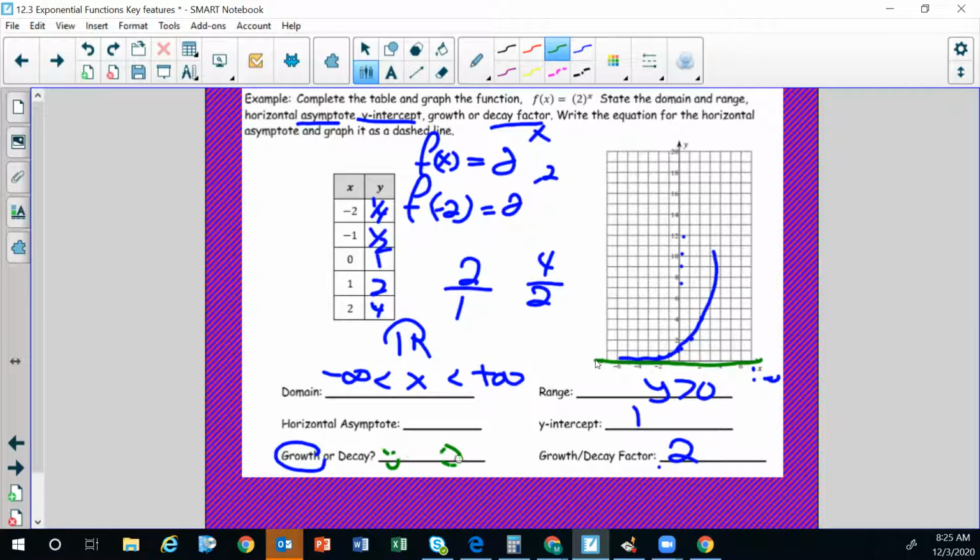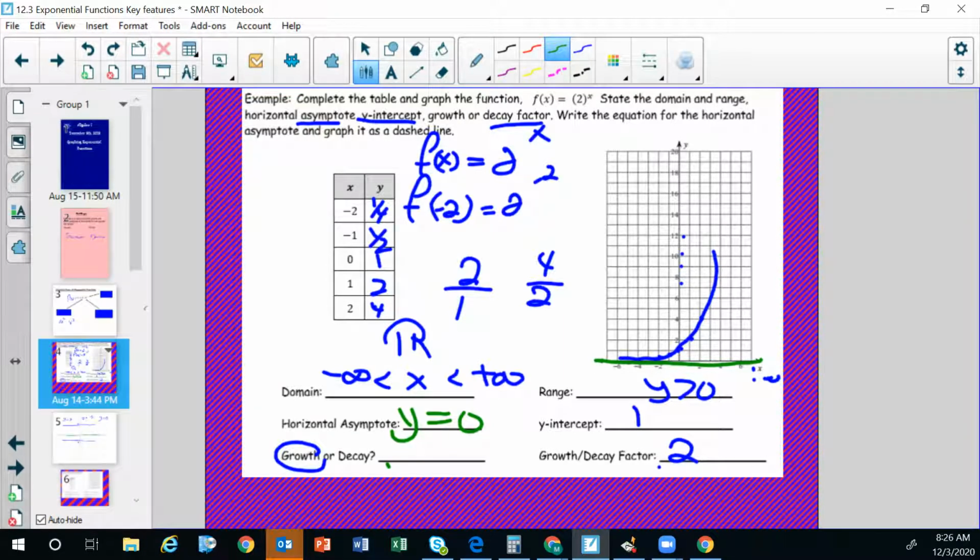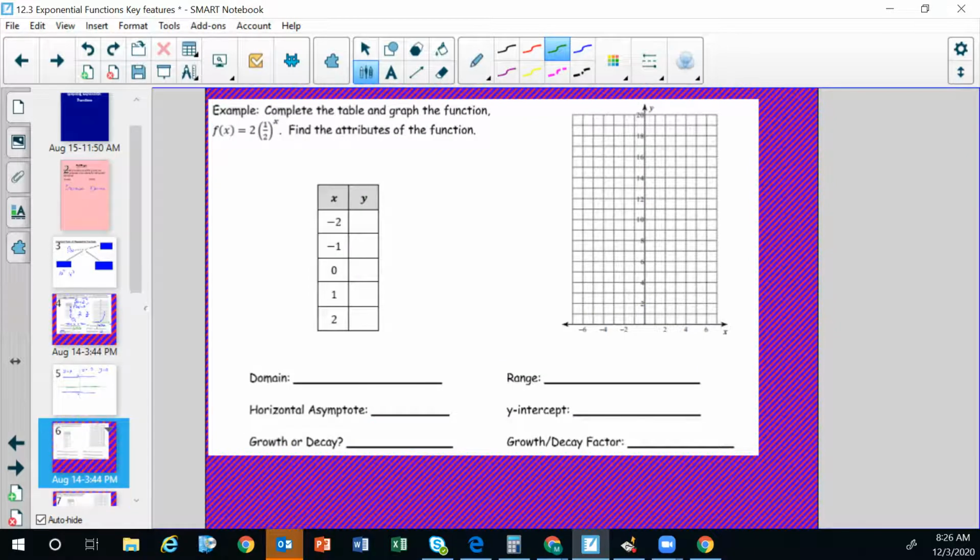Oh, thank you. I was just thinking you guys were falling asleep. Y equals 0. Are we good there? It's a lot of information to digest. Okay, let's go on to another one. Yes, a lot of new terms too.